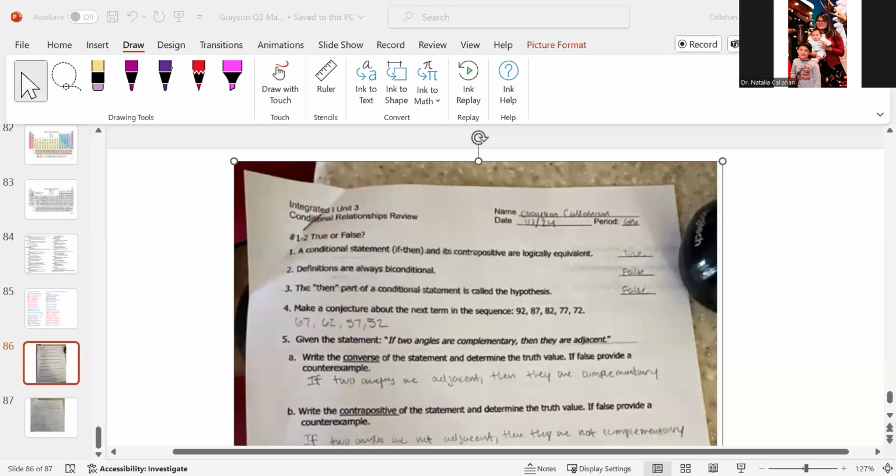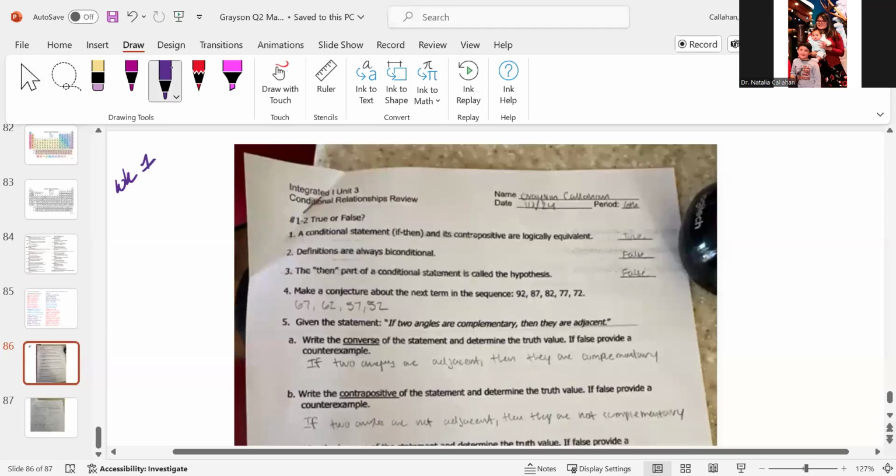All right. So this is week one, Friday. This is your study guide for geometry statements, quarter two, math 7. All right, so true or false?